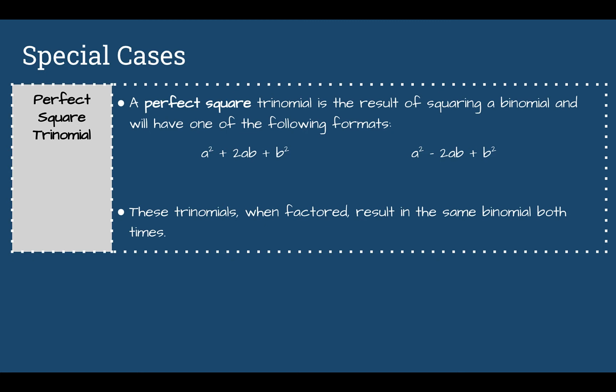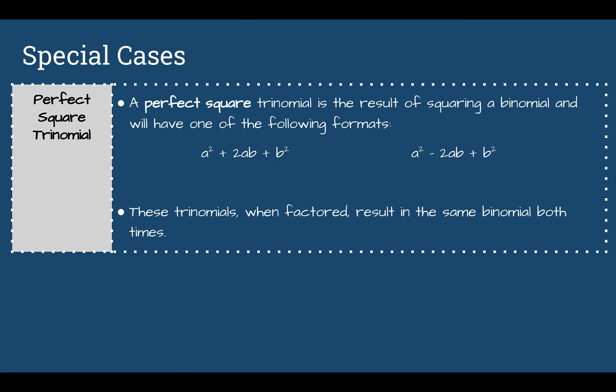So the first type is called a perfect square trinomial. Now, this one you can factor just like the other ones in the previous lesson, but these do follow a specific pattern. A perfect square trinomial is the result of squaring a binomial. That just means that you're going to end up with the same thing both times. So for these, they follow the pattern where the first number is squared, so a squared, the last number is a perfect square, and the number in the middle is 2 times a times b.